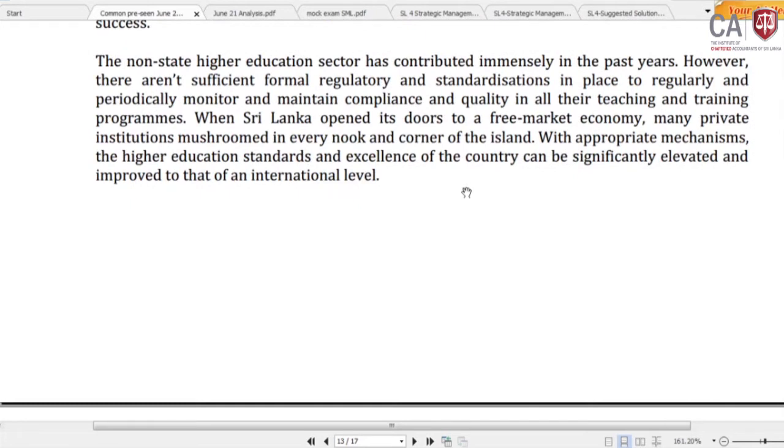Then the non-state higher education sector, that means the non-government owned one, has also contributed immensely in the past few years. There is not sufficient formal regulation and standardization in place to regulate, periodically monitor and maintain compliance and quality in all their teaching and training programs. So what happened is that when Sri Lanka became a free market economy, many institutions started.